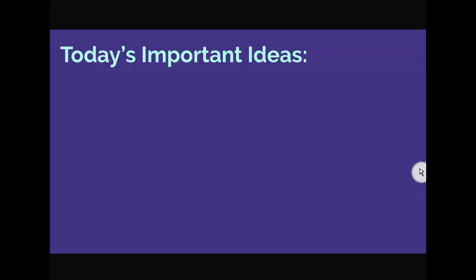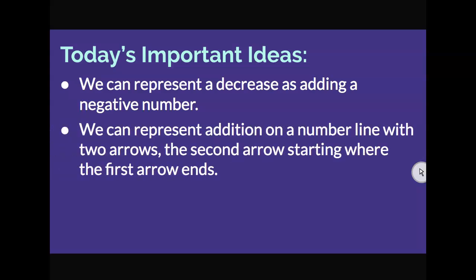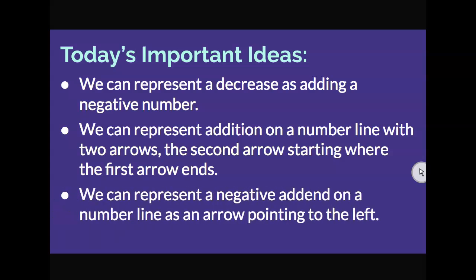Okay, so today's important ideas, those goals, we can represent a decrease as adding a negative number. So we usually say subtraction, but we could also add a negative number. And we can represent addition on a number line with 2 arrows. The second arrow starts where the first arrow ends. And when we're going negative, our arrow will be pointing to the left, positive pointing right.